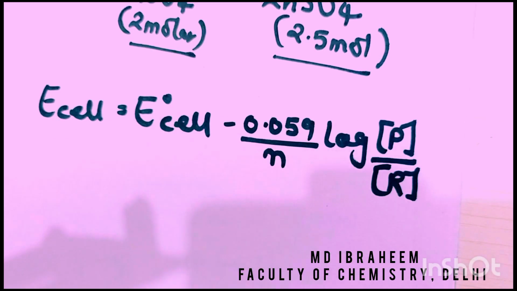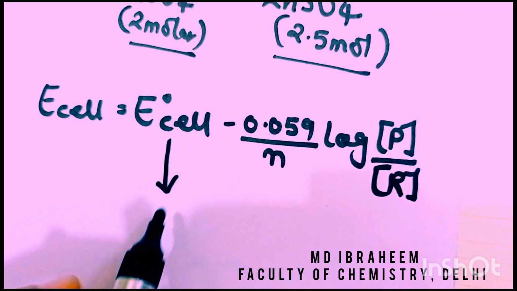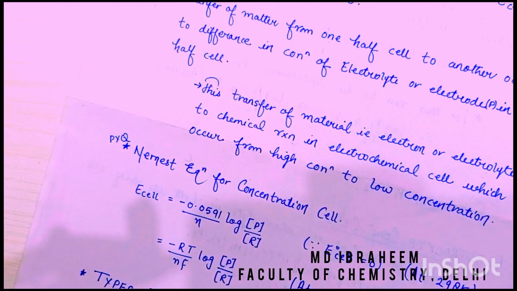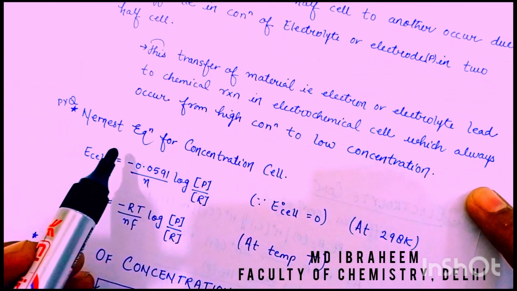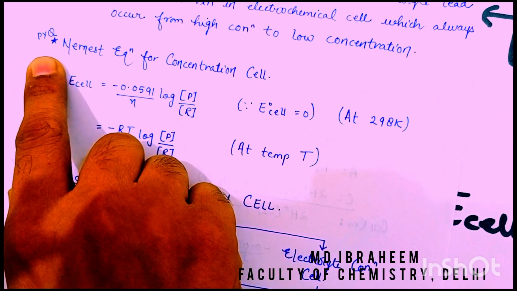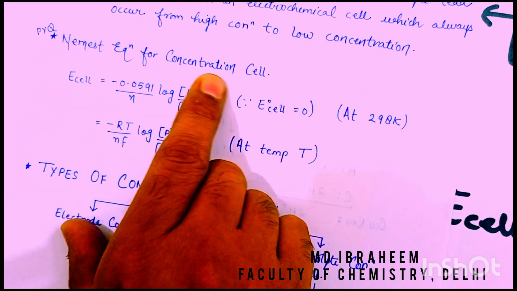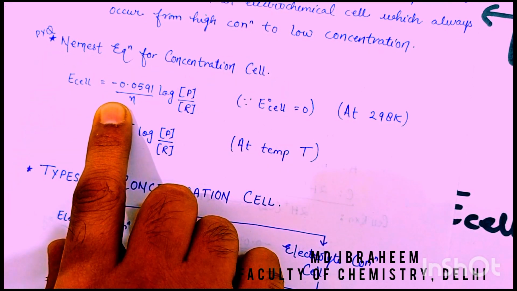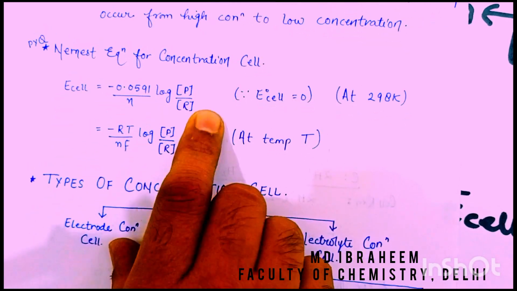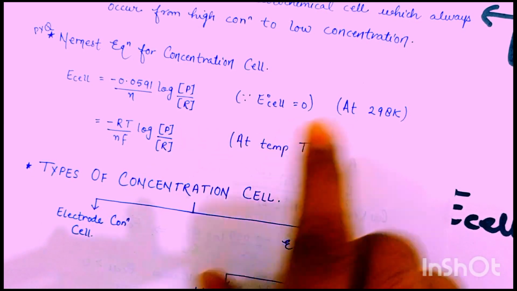As I already told you, in the concentration cell, this E naught cell is 0. So we can write this Nernst equation for the concentration cell as, a very important question that was asked in the previous year questions. So I mentioned PYQ. Nernst equation for the concentration cell, as E naught cell is 0, we can write that E cell is equal to 0.059 upon n log product upon reactant, because E naught cell is 0 at 298 Kelvin, it is assumed.